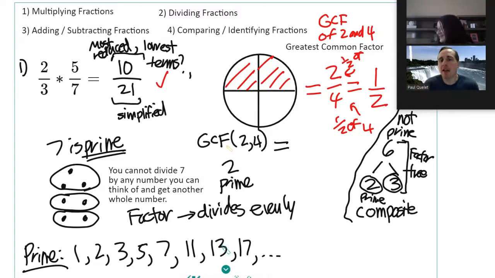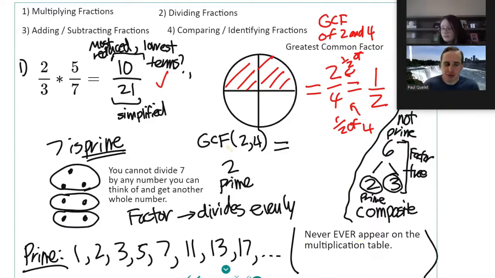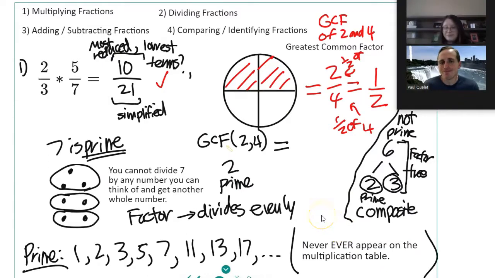So very few numbers are prime, but the prime numbers are unique. Another way to think about the prime numbers is that these numbers never, ever appear on the multiplication table. When you were learning your times tables, did you ever see an 11 or a 13 on there? Not unless it was 11 times 1. That was the only exception. Other than that, it's not on there.